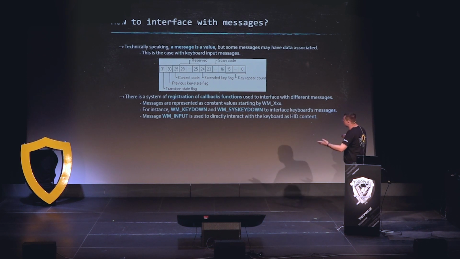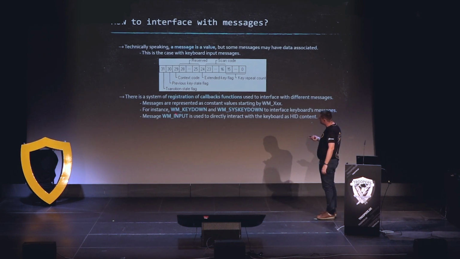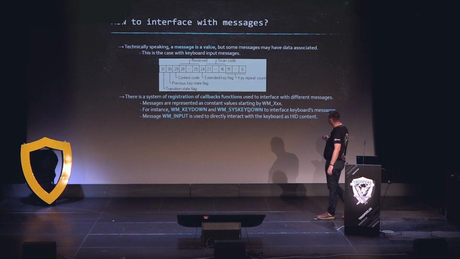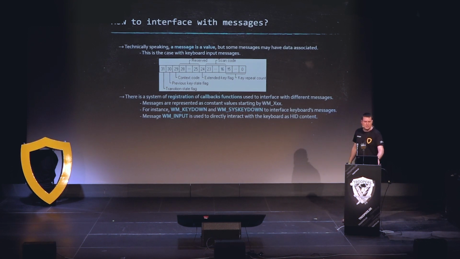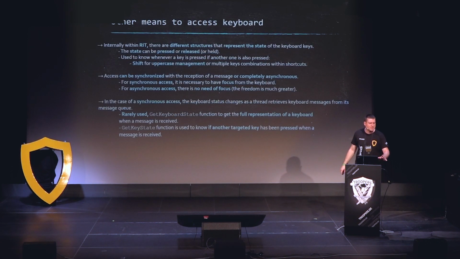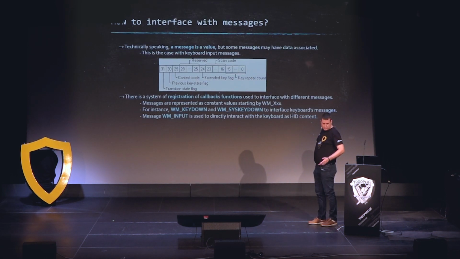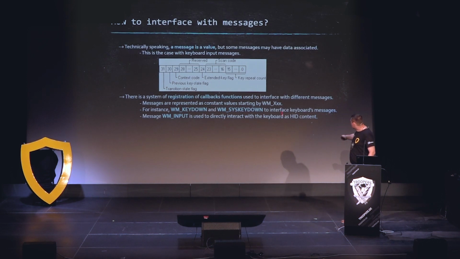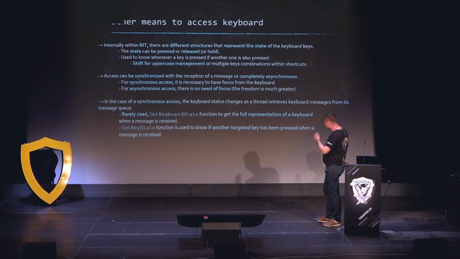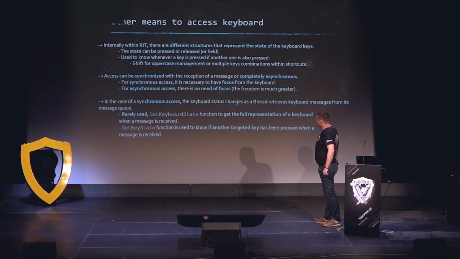The two most important messages we are talking about are WM_KEYDOWN and WM_SYSKEYDOWN. SYSKEYDOWN is for Windows keys, Control, Shift, etc., and WM_KEYDOWN is for all the other keys. By the way, if you want to get access directly to HID content, you can use WM_INPUT, but it's not so common to see such a thing. So we have two ways of doing that.